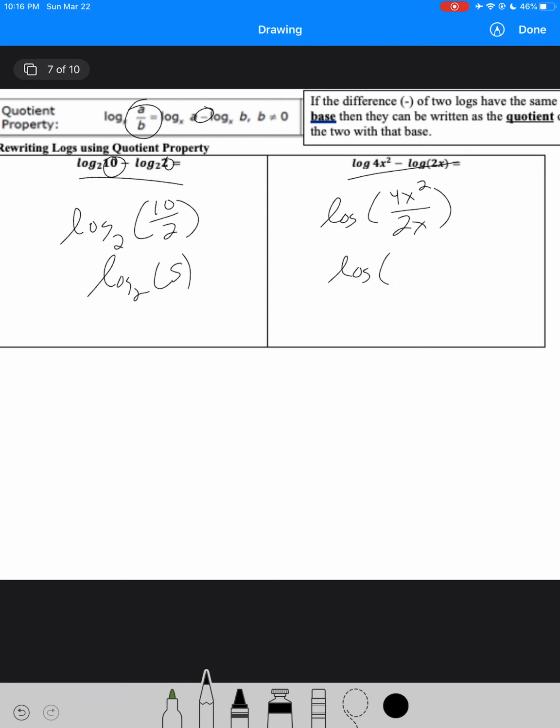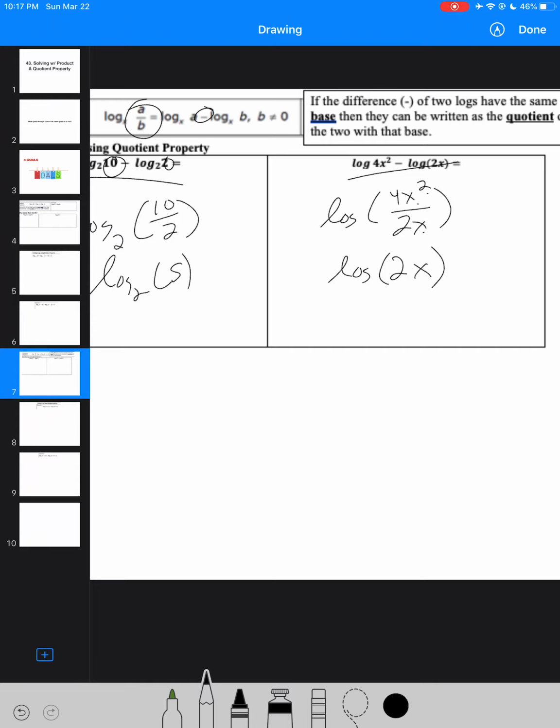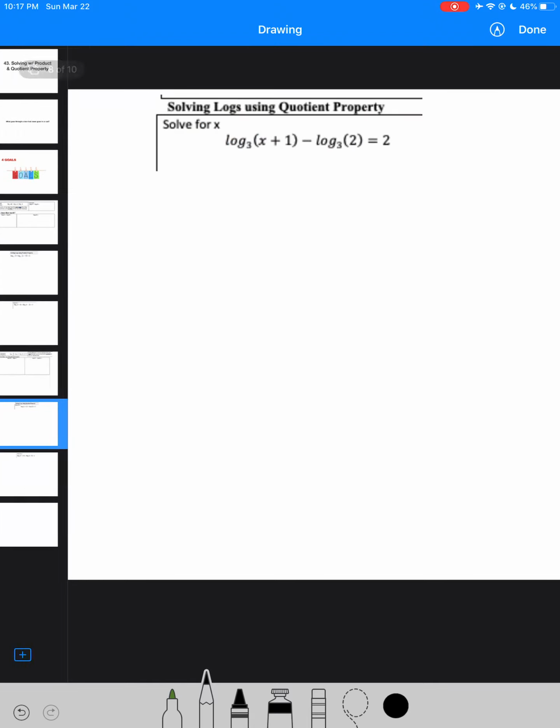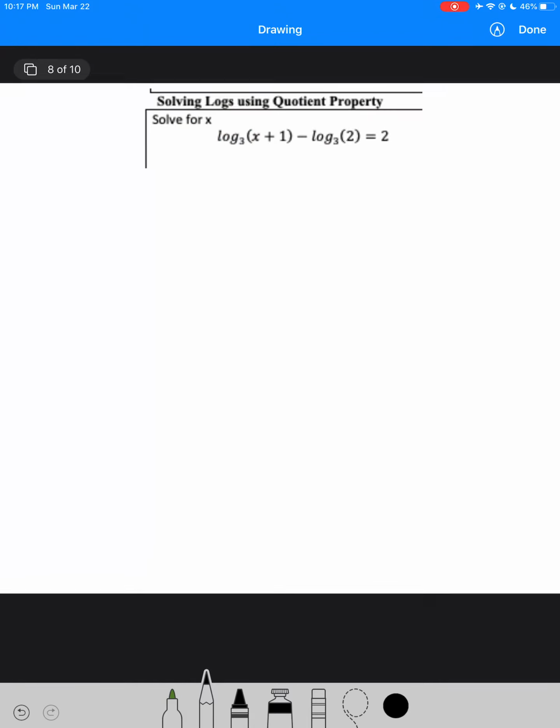And if we simplify that, it would be log, 4 divided by 2 would be 2. X squared divided by x would just be x. So that's how you would simplify that. So that's the quotient property. When it is minus, you would divide the two. Okay? All right, so let's actually do a couple problems of solving them.